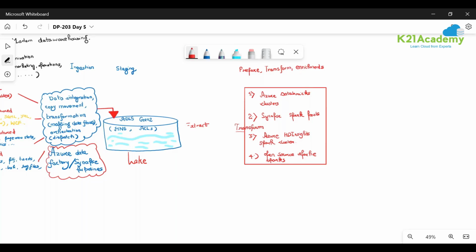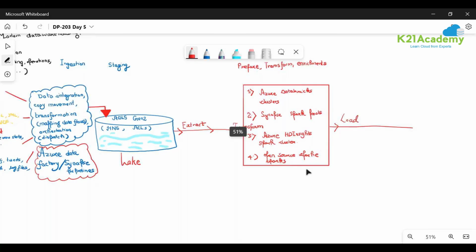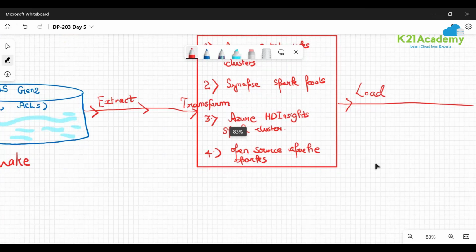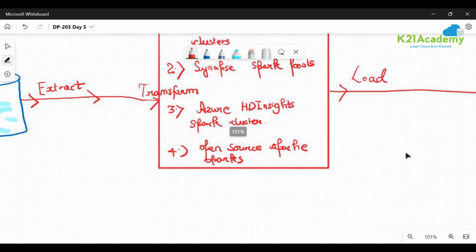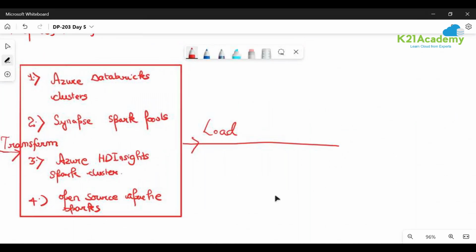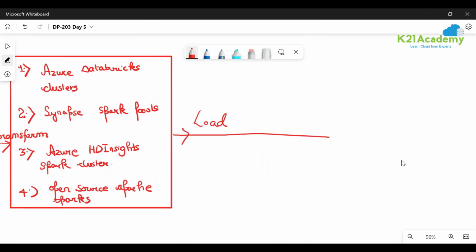So extract, transform, and where do you load it? Where do we load it? What are your thoughts? So we're going to load it obviously in the modern data warehousing architecture, in the MDW architecture. Where do we load it?